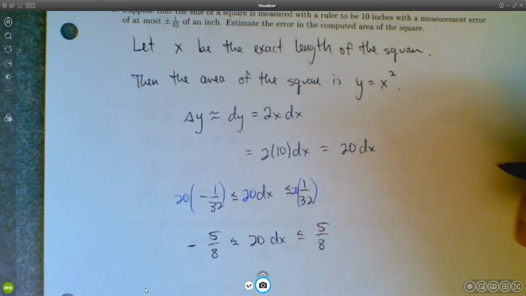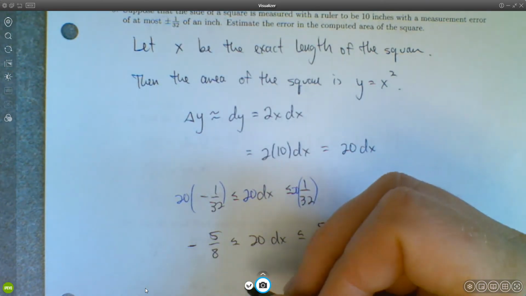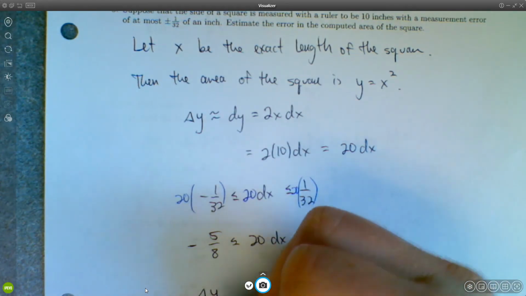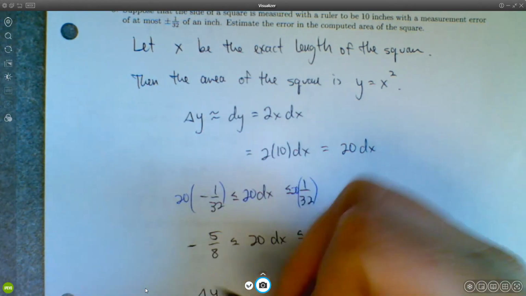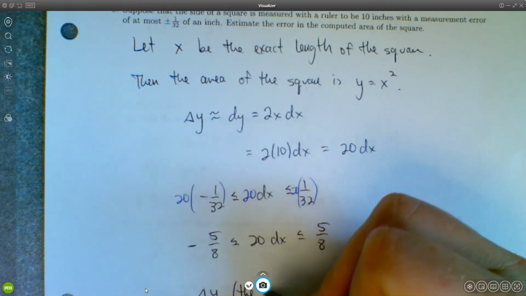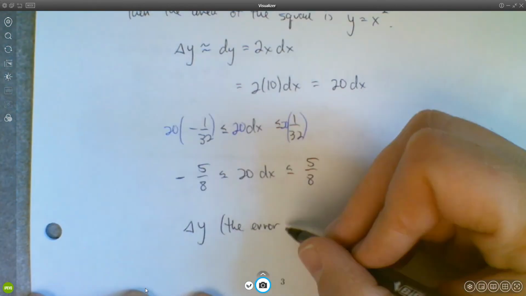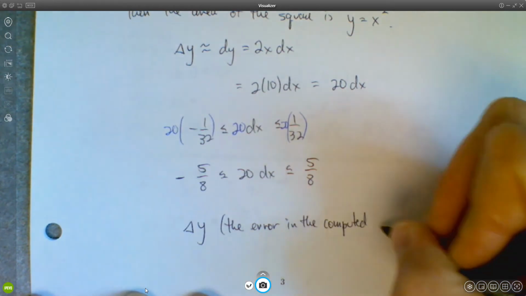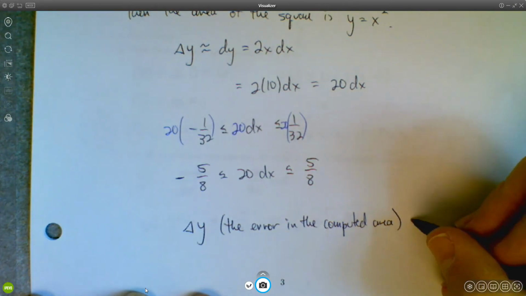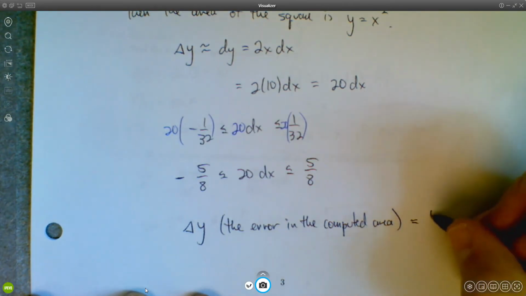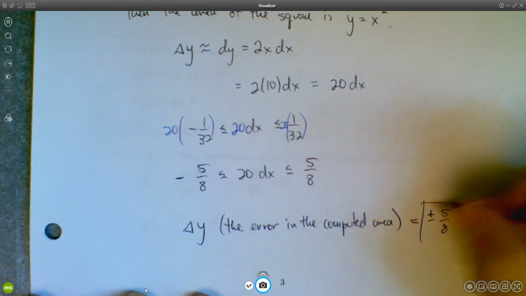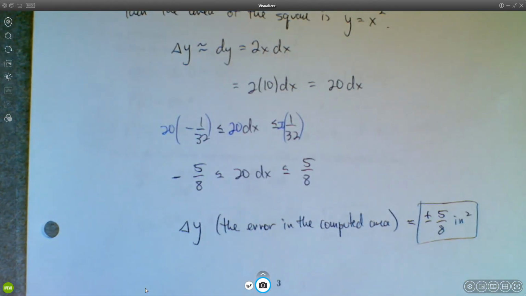Okay, so delta y, the propagated error, is equal to plus or minus 5/8 square inches. Okay, so that's that.